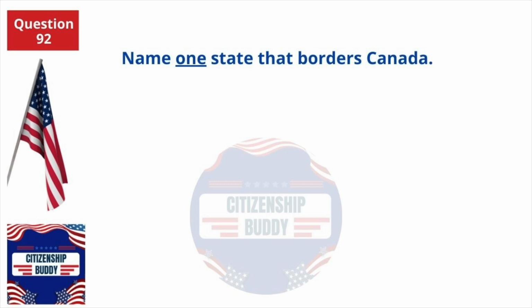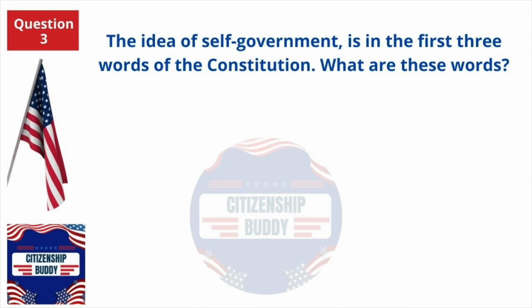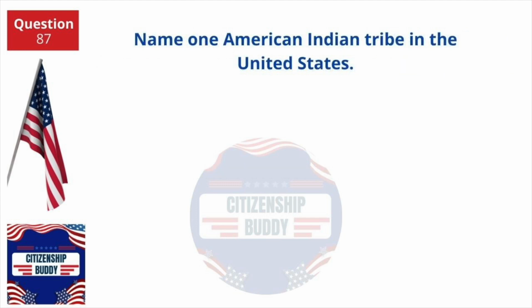Name one state that borders Canada. New York. The idea of self-government is in the first three words of the Constitution. What are these words? We the people. Name one American Indian tribe in the United States. Cherokee.